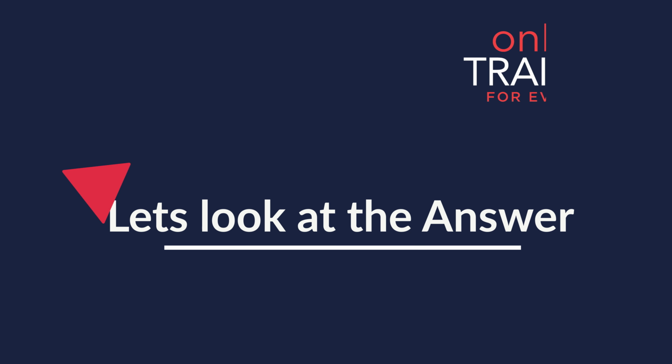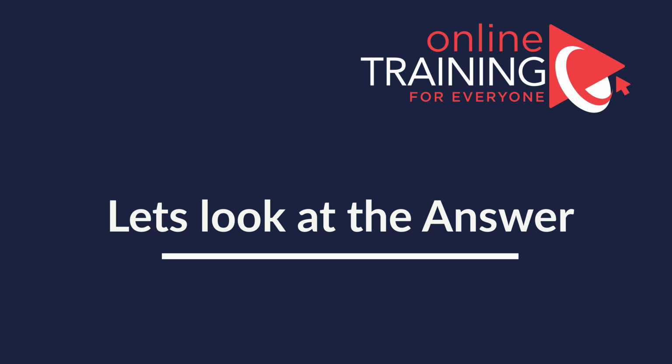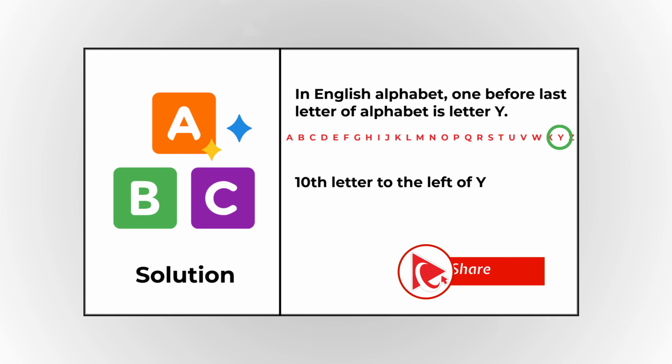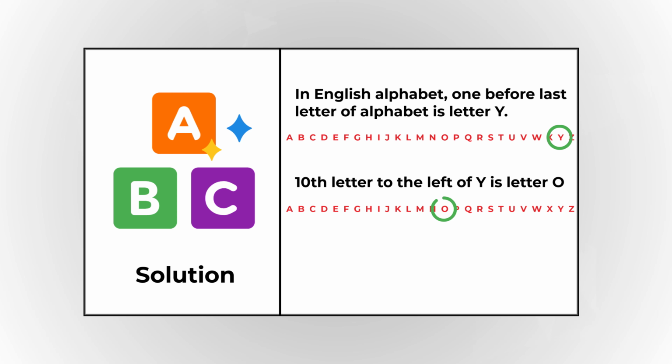As you might be well aware, in the English alphabet there are 26 letters, and the letter one before last is letter Y. The 10th letter to the left of the letter Y would be letter O. Let me demonstrate it to you. If I am currently at the letter Y, let's count 10 letters to the left of the letter Y. It would be 1, 2, 3, 4, 5, 6, 7, 8, 9, and 10. You see, I ended up on the letter O.